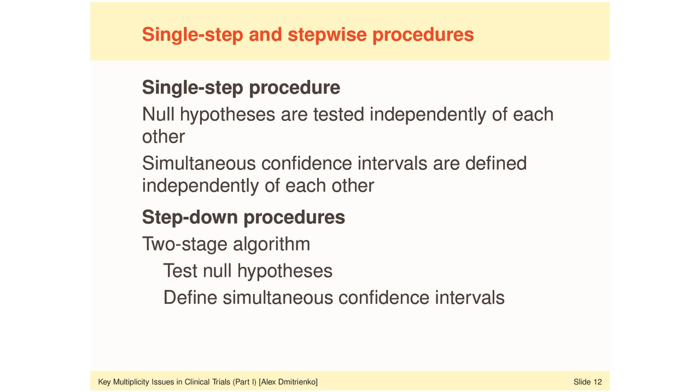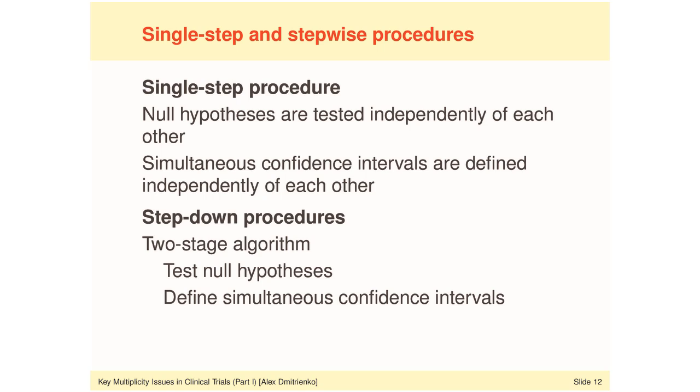In the single-step case, null hypotheses are tested independently of each other, as we've said many times before, and this means that they can be tested in any order. And as a direct consequence of that, simultaneous confidence intervals are defined independently for each individual parameter theta i. And this explains why simultaneous confidence intervals are so easy to define for single-step procedures such as the Bonferroni or single-step Dunnett.